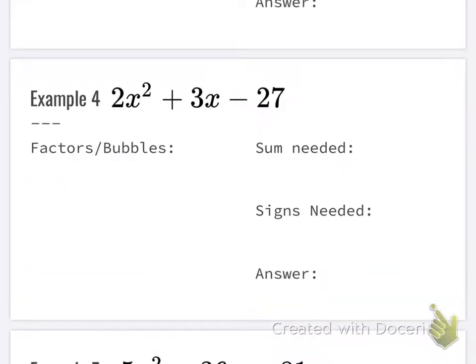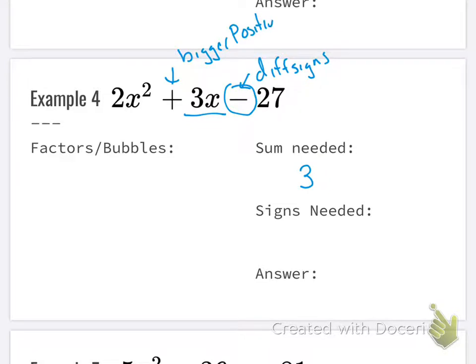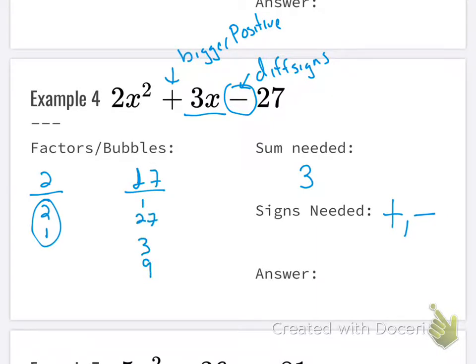Okay, so this will be our last one for today. So our sum needed here is 3. We see here that this means different signs. This tells me bigger number, positive. Okay, so that means we're going to have a plus and a minus. So our bubbles are going to be 2, so 2 and 1. Over here, 27. We have 1 and 27, 3 and 9. I believe that's all of our factors of 27.